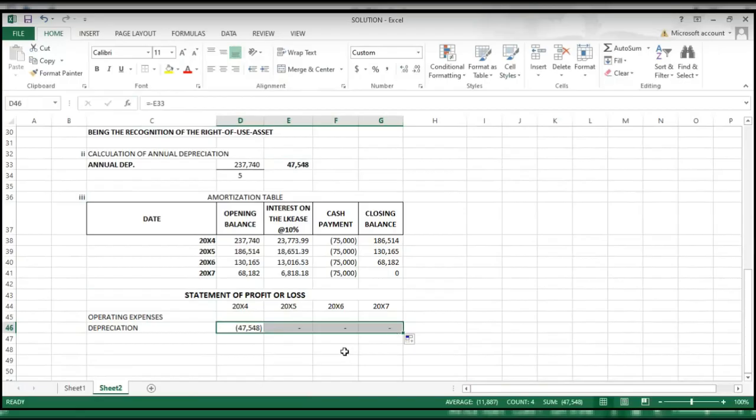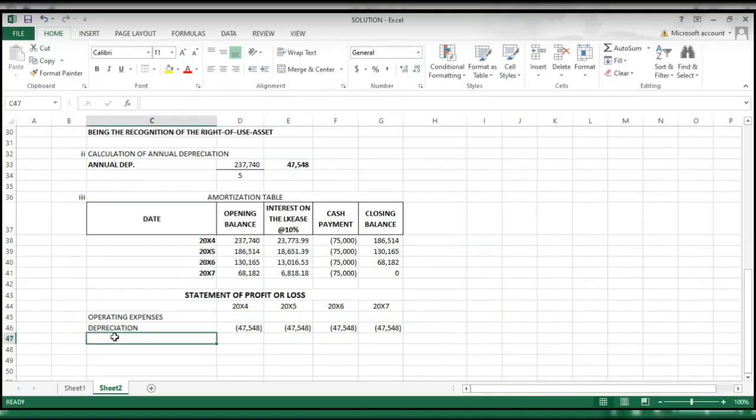Okay, sorry. Let me just copy it and then paste it over this place. Okay, so we have annual depreciation here. Annual depreciation here. That is it.